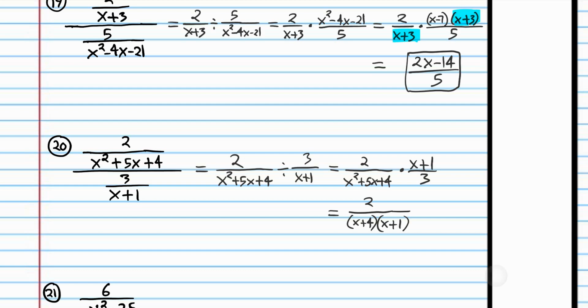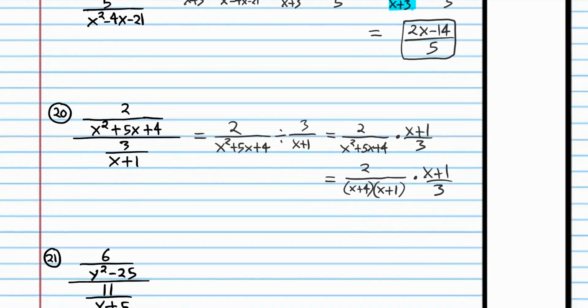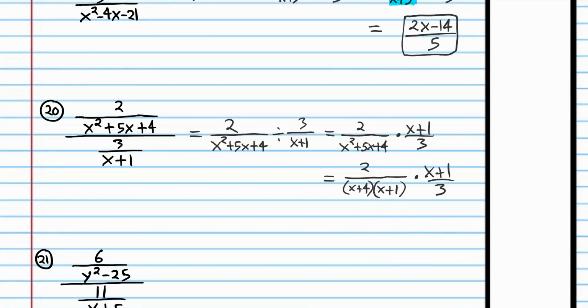Four and 1, so I'm factoring that quadratic. And now you can see that we have x plus 1 on the top and the bottom, so those just disappear. And 2 times 1 is 2. And 3 times x plus 4 is 3x plus 12. So if you got that answer, good job.